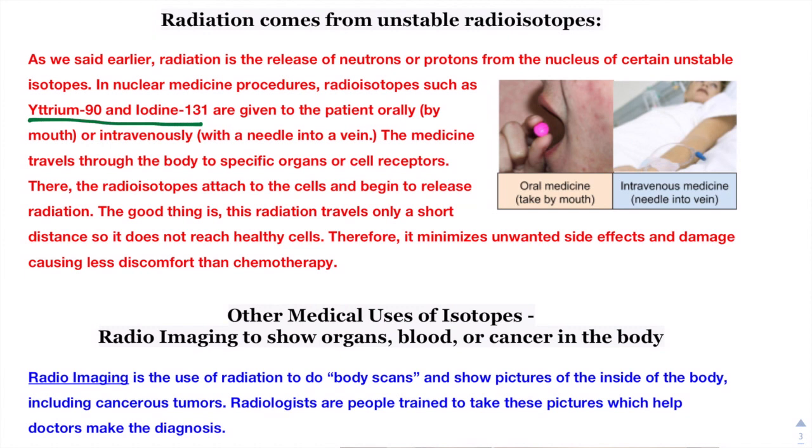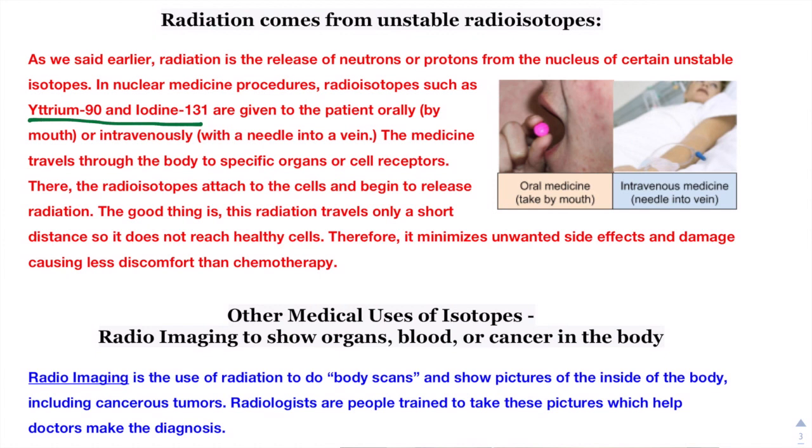The medicine travels through the body to specific organs or cell receptors. There, the radioisotopes attach to the cells and begin to release radiation. The good thing is, this radiation travels only a short distance, so it does not reach healthy cells. Therefore, it minimizes unwanted side effects and damage, causing less discomfort than chemotherapy.